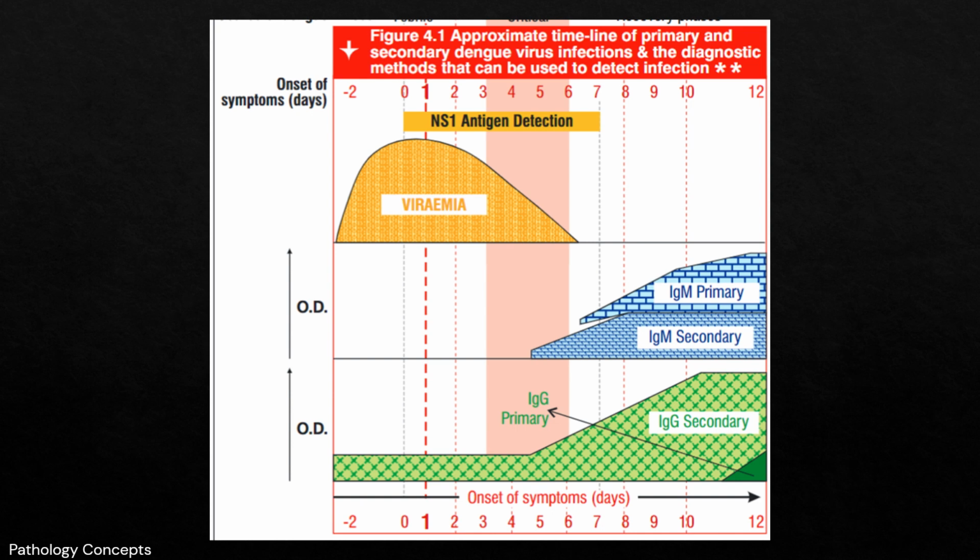After 3 days, mostly IgM becomes positive. And if you find only an IgG band, then it shows a past infection. Secondary dengue causes more severe disease than the primary. It is important to differentiate between the two.